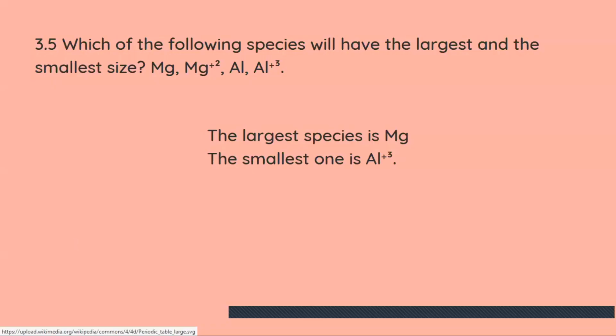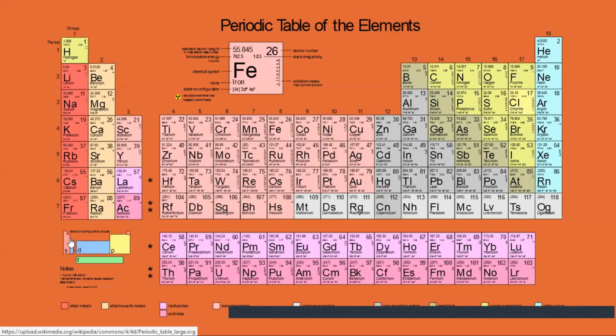Which of the following species will have the largest and the smallest size? Now, you've been given 2 elements, magnesium and aluminium, and their respective ions. We need to figure out which is the biggest one and which is the smallest. Let's first compare magnesium and aluminium. Since aluminium is to the right of magnesium, aluminium will have a smaller radius compared to magnesium. So the magnesium atom itself will be bigger than the ions which exist.